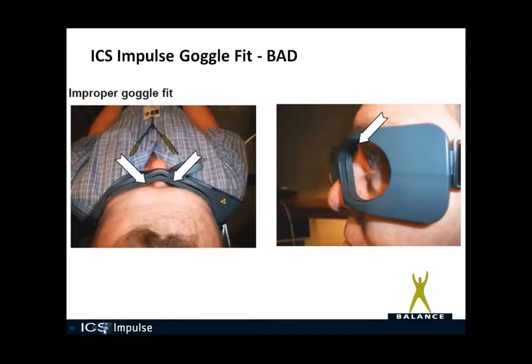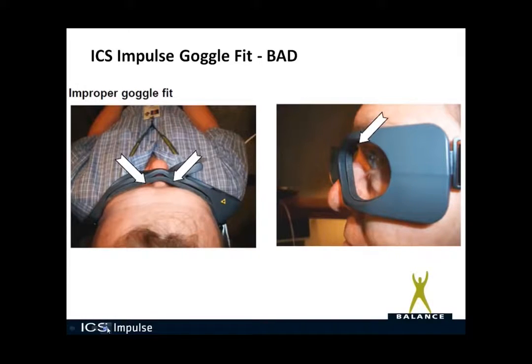So let's look at goggle fit again. If you can look here and see where the arrows are pointing, you see there's gaps between the patient's face and the actual foam cushion. That's a bad goggle fit. If the goggles fit the patient like this picture, you're at risk that the goggles will slip during head impulse testing. What you can try to do is take out the face cushion and use the goggles without the face cushion and see if they adhere to the patient's face more appropriately. In my experience with the ICS Impulse system, it's very rare to find a patient that the foam cushion fits in this manner, but I want you to be aware of it.